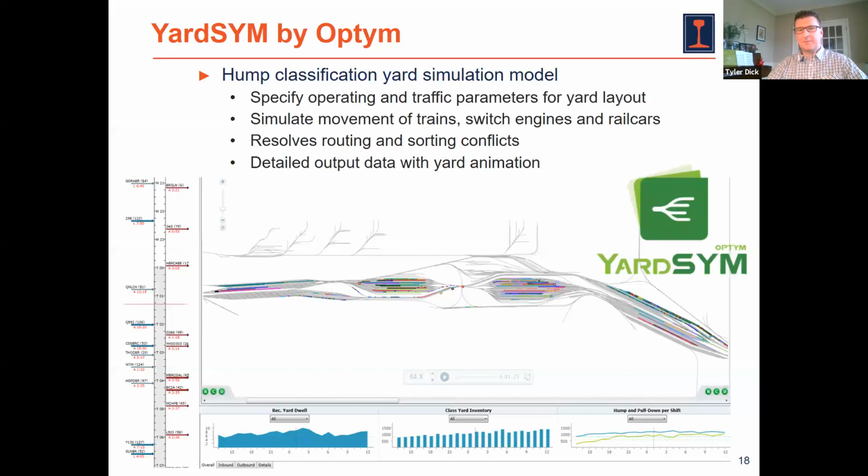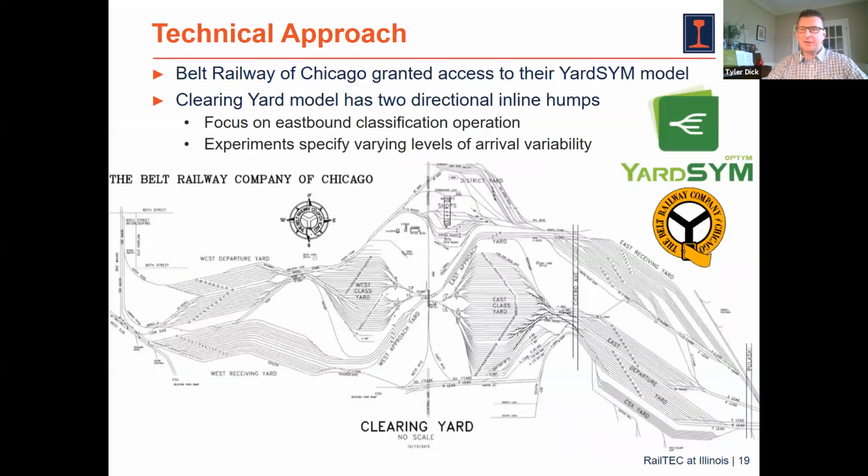And for this particular line of research, the Belt Rail of Chicago granted access to their YardSim model of Clearing Yard, which is a major hump classification yard in the Chicago area. And it's a complex operation with two directional inline hump classification yards. And for the purposes of our research, we focused on the eastbound classification operation.